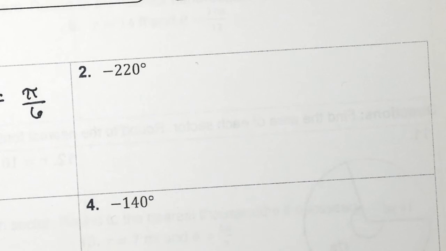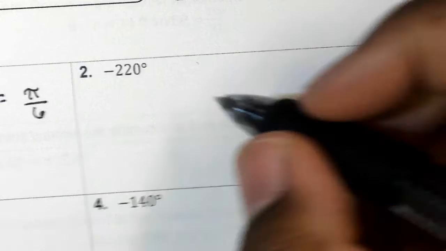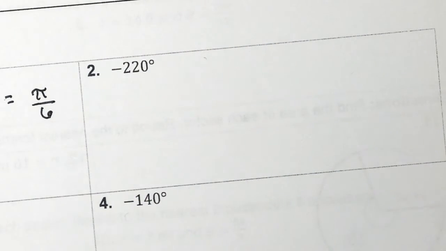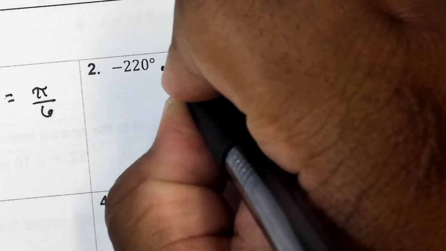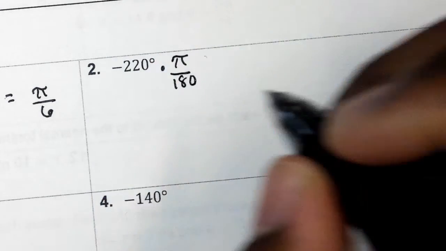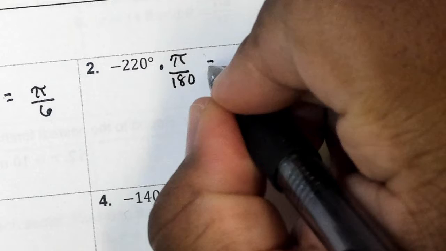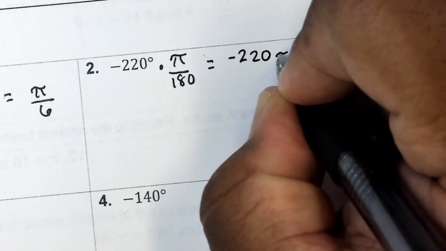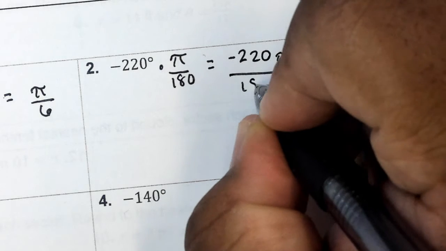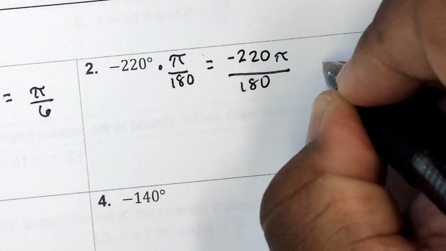Some of your degrees will be negative. That just means you're going to have a negative radian. That's fine. This next one, negative 220, so times pi over 180. So on top I get negative 220 pi. On the bottom 180. And then we need to reduce.